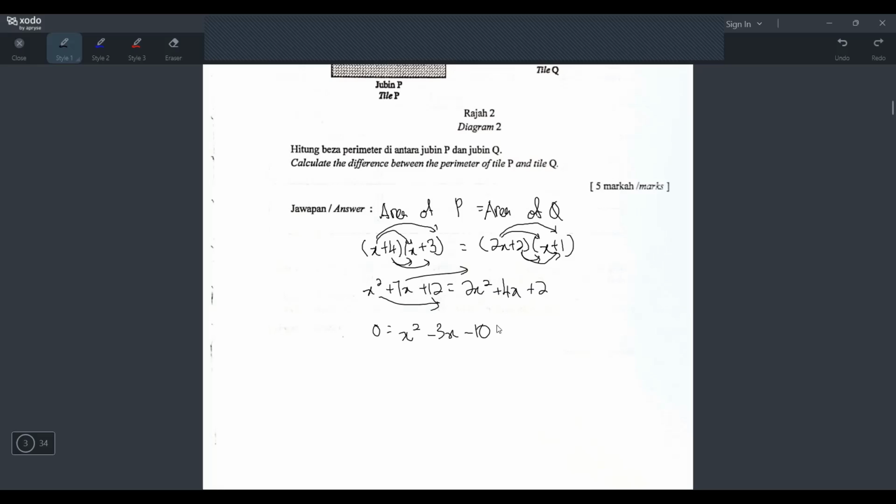Right? Of course, if you don't want to do it like this, you want to move everything here to that side, can also. It's just that your coefficient of x squared will be negative. Then you just tukar tanda for everyone lah, can also. But if you do it like me, your working will look like this lah, because your 0 is on this side, right?